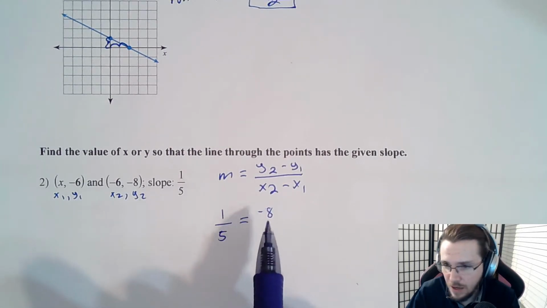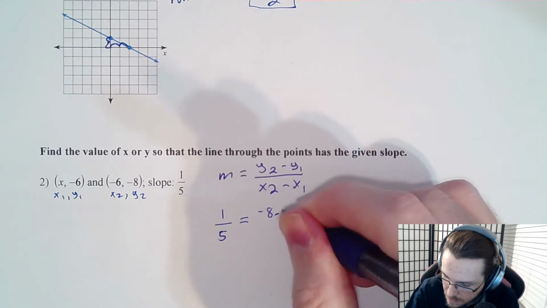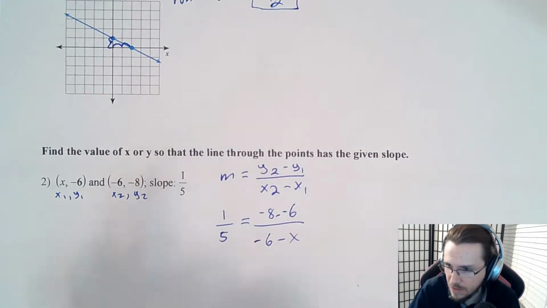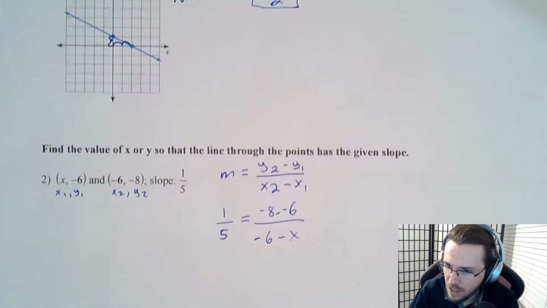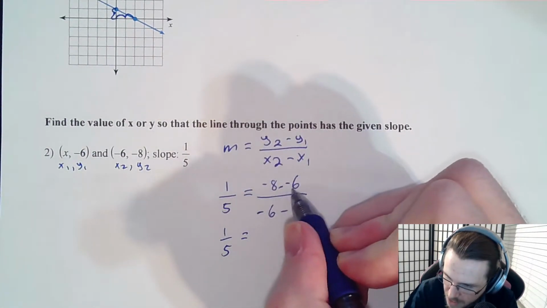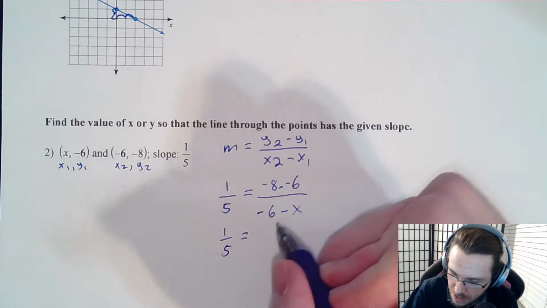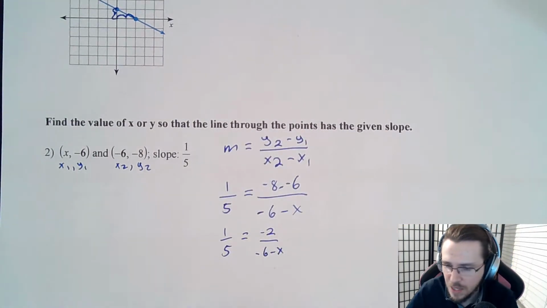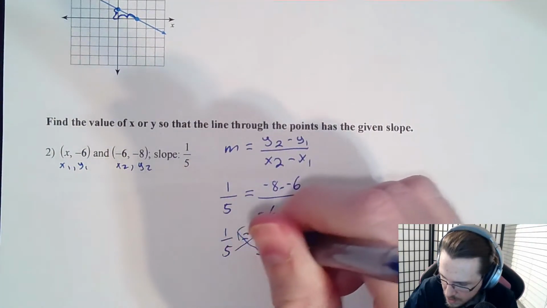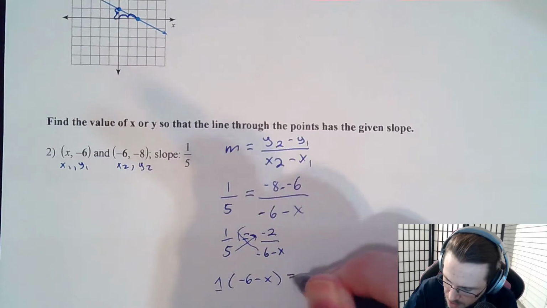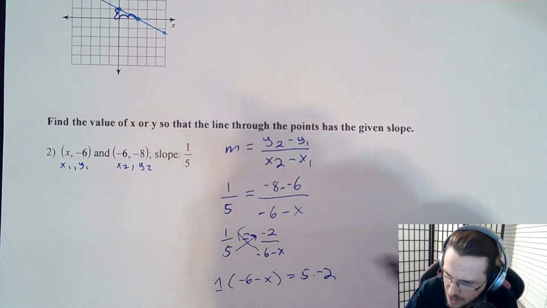All right, so we're going to take that -8 minus -6 divided by -6 minus the x, that thing we don't know. So let's go ahead and simplify. -8 minus a negative is adding, so -8 plus 6 is -2 over -6 minus x. Then we're going to do that cross multiplication thing that so many students like doing here. Multiply this guy up there, multiply that guy over there. So we have 1 times -6 minus x equals 5 multiplied by -2.